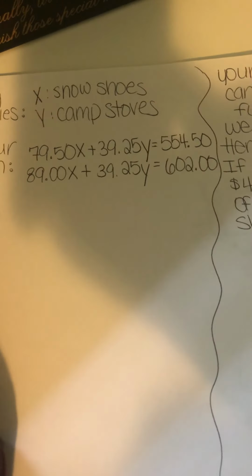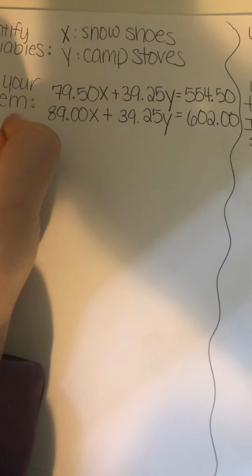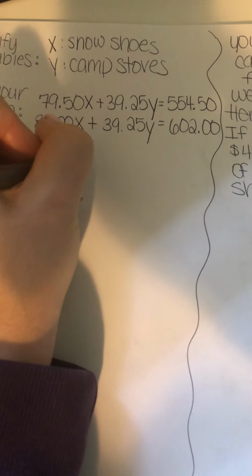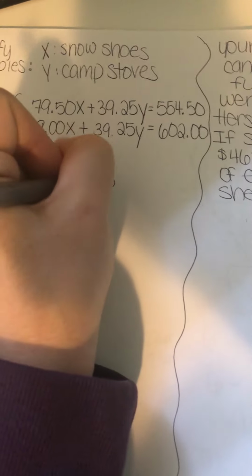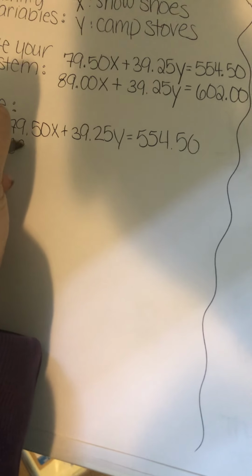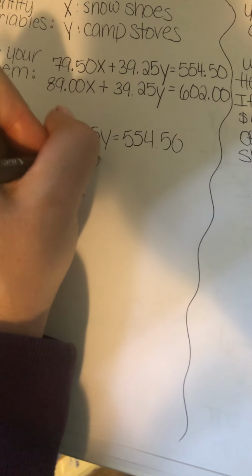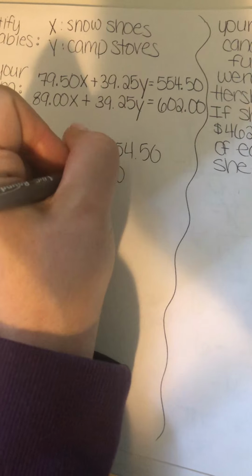So we would have, I'm just going to rewrite my system: 7.950x plus 39.25y equals 554.50, and then I'll put 8.9x plus 39.25y equals 602.